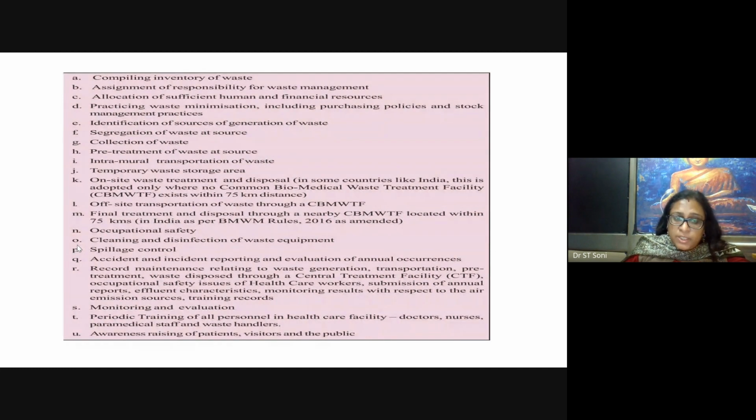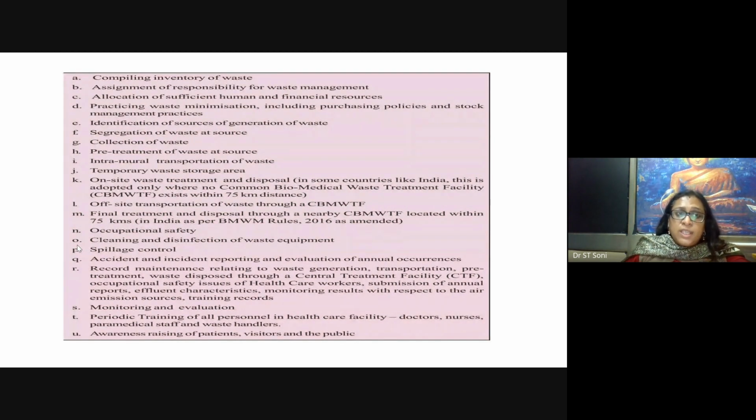Spillage control and incident management are very, very important, because I told you about the category of staff, the housekeeping staff. They may not be so well educated, and they will get so many needle sticks. So these incidents are supposed to be captured, and they are supposed to be trained, retrained, and retrained, so that they don't end up in an occupational hazard. Recording all this is also very, very important, and periodic training is mandatory for the doctors, nurses, paramedical staff, and the waste handlers. And awareness of waste management for the patient, visitor, and the public.